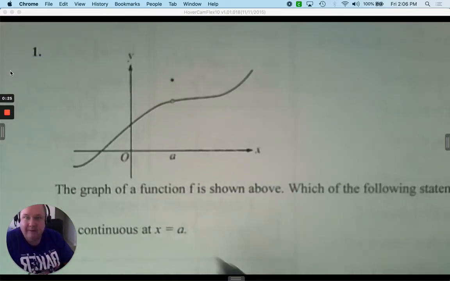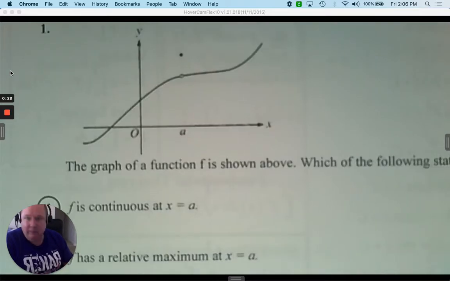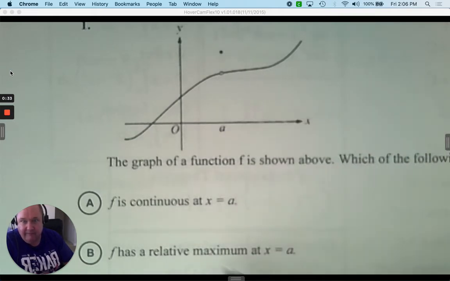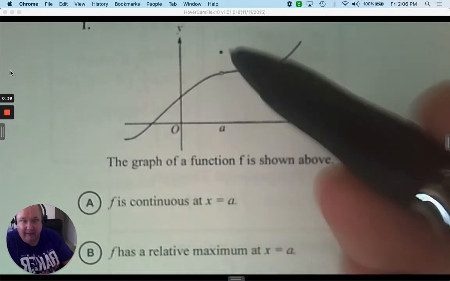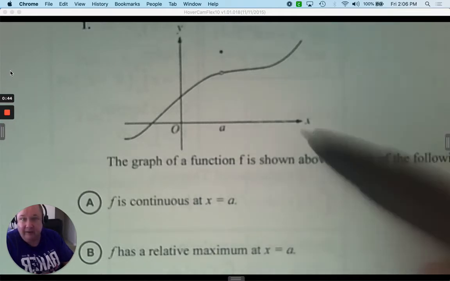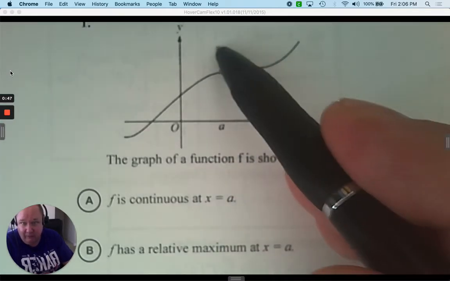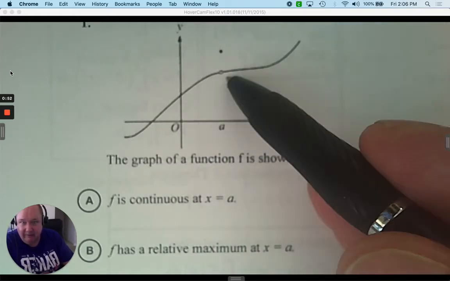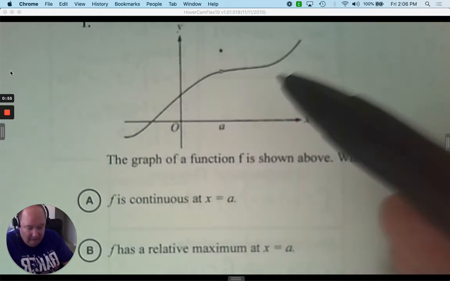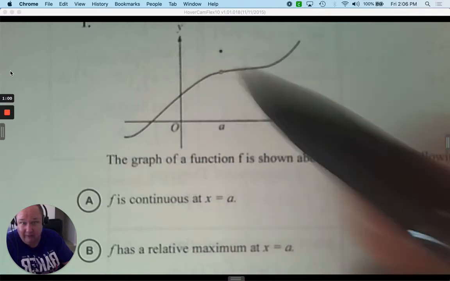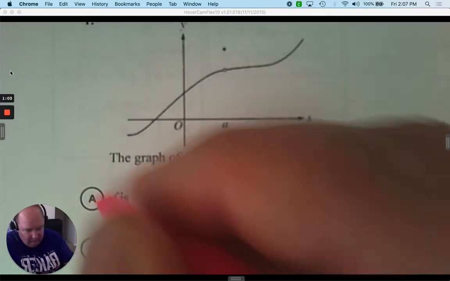In number 1, the graph of a function is shown above. Which of the following is false when you look at the graph? Is the function continuous at A? It doesn't look that way. Is there a relative maximum at A? There is, a high point at A. X equals A, is it in the domain? Yes, there is a value in the domain, so there is a point there. The limit from the right and the limit from the left, do they equal each other? Yes. Does the limit exist at A? Yes, because it's approaching the same y value. So the only one that's false here is A.